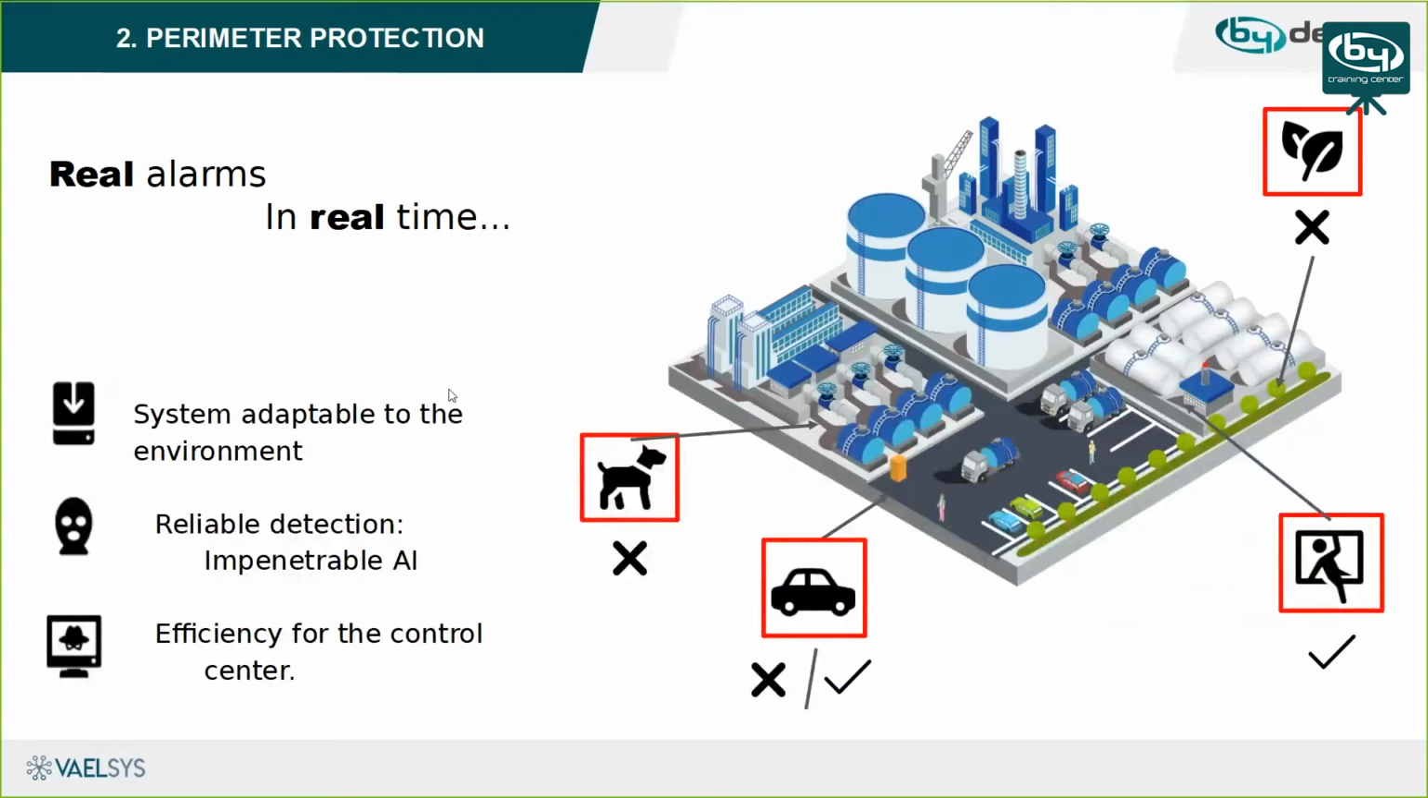So basically, what Vaelsys perimeter protection is, it's real alarms in real time. So it's basically a system that's adaptable to the environment. It's a reliable detection, and it provides certain efficiency for the control centers. With that, reducing the amount of time that is just wasted with the control station operators.